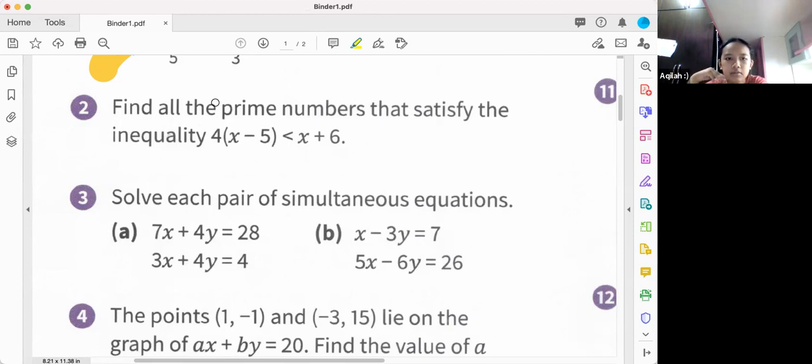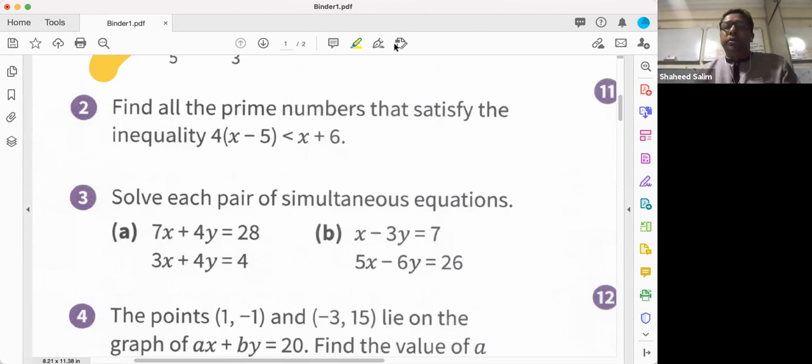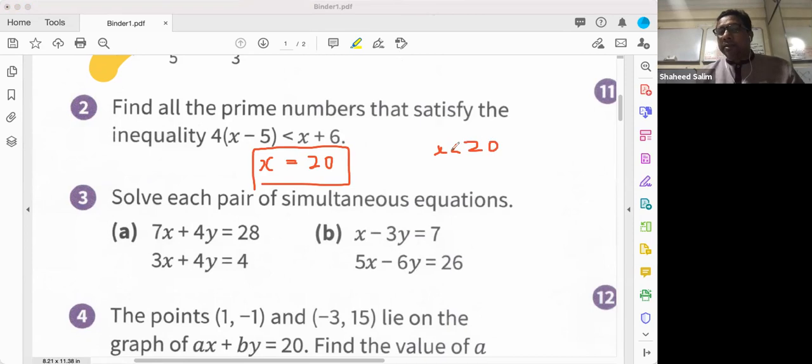What do they mean when they say find all the prime numbers that satisfy the inequality? Imagine this like an equal sign. So you will get, for example, x equals 20. Then that is very clear, right? But if you get x smaller than 20, that means they want to know, in this range of values of x, what are the prime numbers smaller than 20? You have to reach this conclusion first, then you can proceed to the next one.